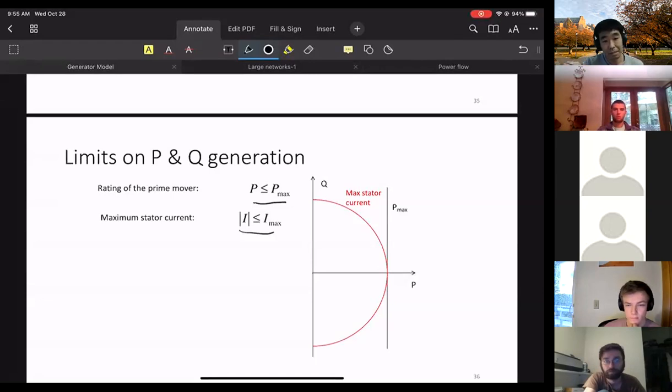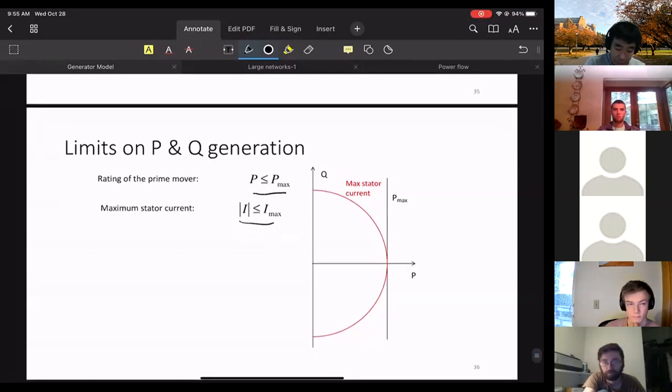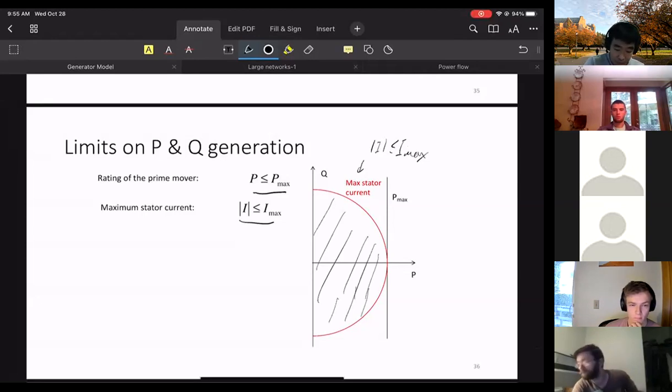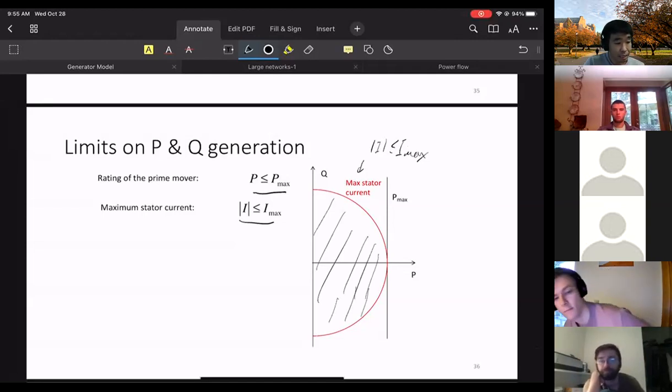And what you have is basically this kind of circle. The P limit gives you this line, and this comes from the I limit. So this is your PQ limit for the generator. When you operate, you basically have to operate within this semicircle. This is what your operating range for the generator looks like. You probably want to stay a little bit away from the boundary, so you're operating on the inside of this circle. This comes from the maximum stator current. So this is one limit.